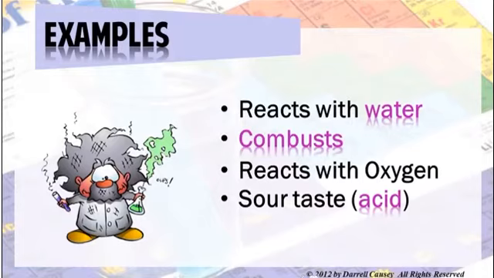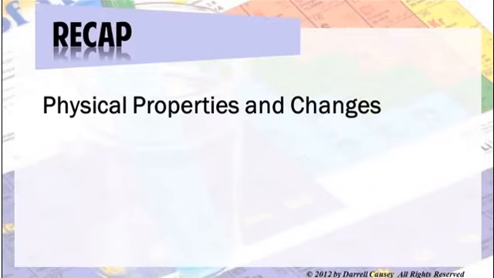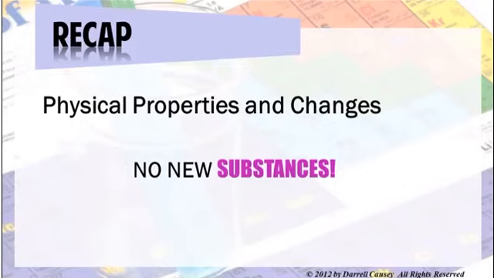So, recapping our ideas here on chemical and physical changes, a physical property or change has to do with no new substances. It's the same old thing. Even though you may have changed it, you may have cut it up into little pieces, you may have dissolved it, but you do not have a new substance. That's what physical changes are about.